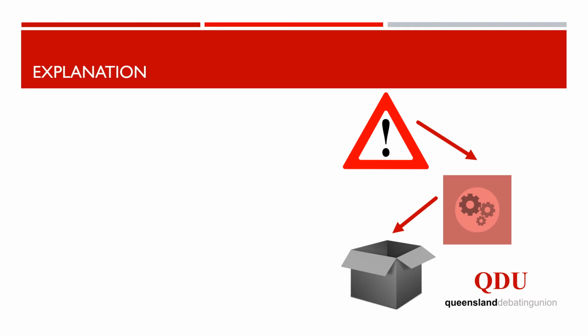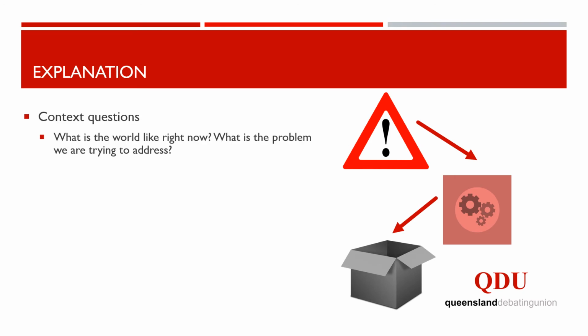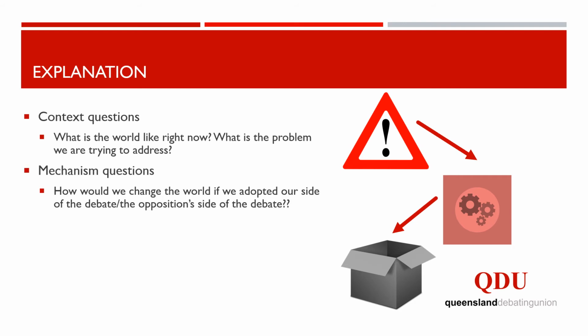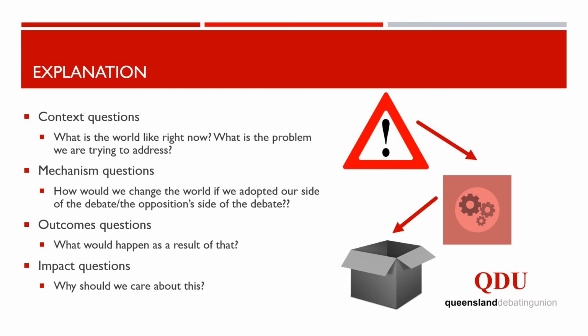Apart from the basic PEEL structure, it can be helpful to structure the explanation component of your speech around some key questions. These might include context questions such as, what is the world like right now? Or what is the problem we are trying to address? Mechanism questions like, how would we change the world if we adopted our side of the debate? Or how would the world change if the opposition adopted their side of the debate? Outcome questions like, what would happen as a result of that? And impact questions such as, why would we care about this?